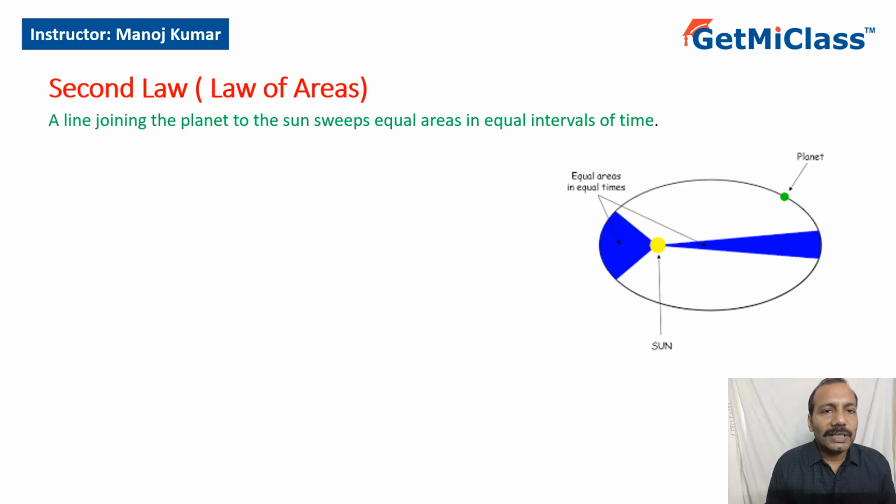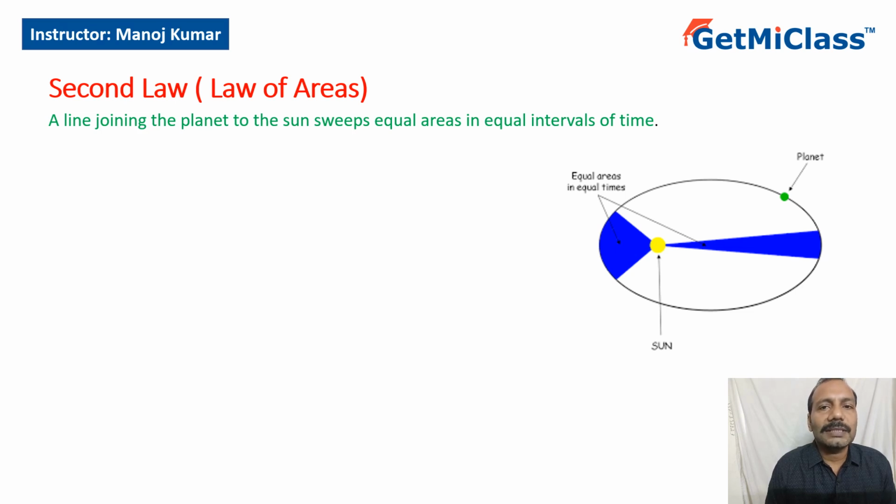Then we move on to the second law. The second law talks about the speed of the planet in an indirect way. It says that a line joining the planet to the Sun sweeps equal areas in equal intervals of time. So if I join the planet with the Sun, and start with the motion of the planet, if I start sweeping areas, then I see that it covers equal areas in equal intervals of time.